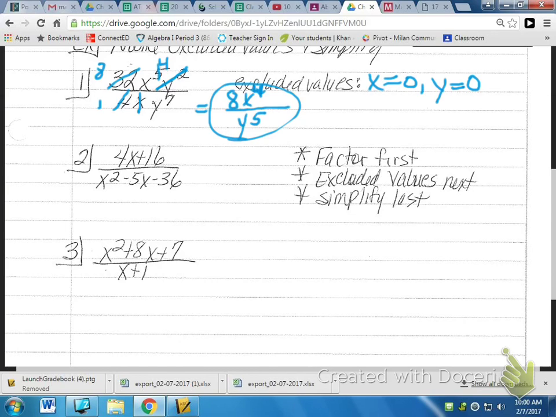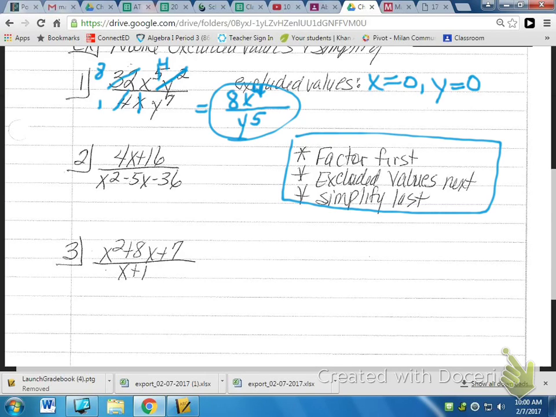The majority of this today is going to be the new stuff here, though, where you have a binomial and trinomial. They could be both binomials, both trinomials, whatever. Over here on the right, these are the steps that you should follow. First of all, factor everything. Second of all, you find the excluded values, and then simplify. Don't simplify first and then expect to find the excluded values, because if something canceled out, you will miss that excluded value.